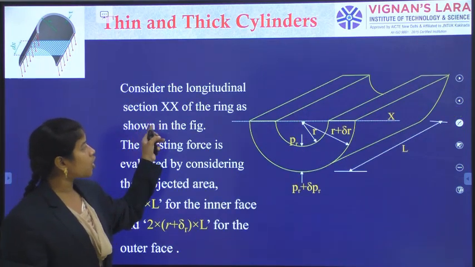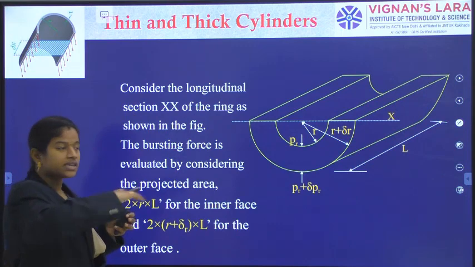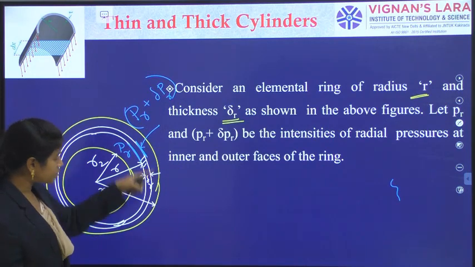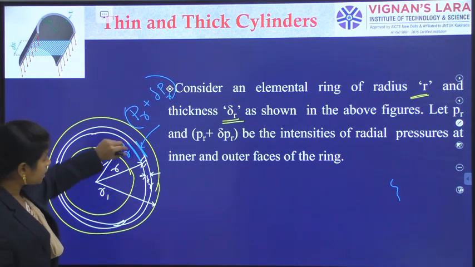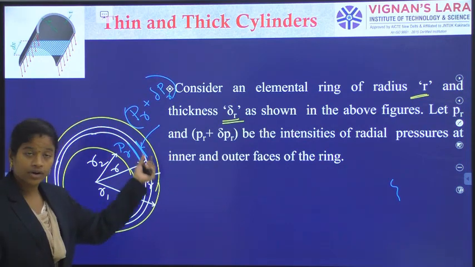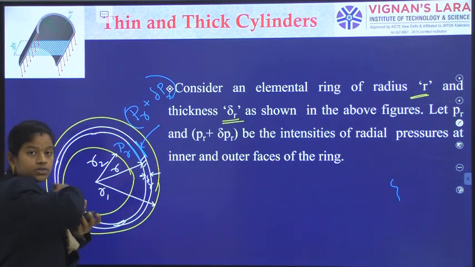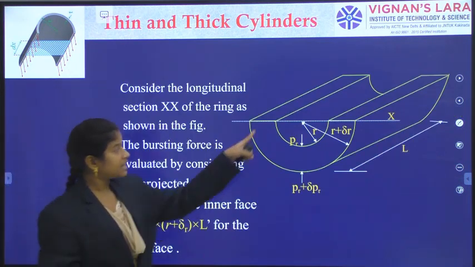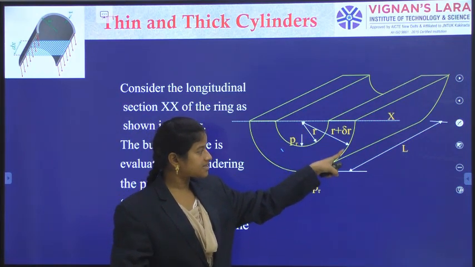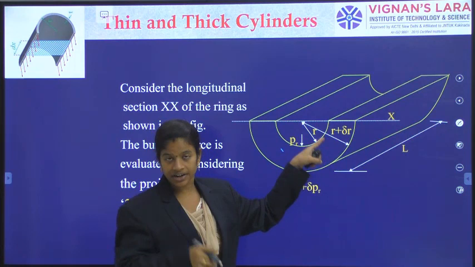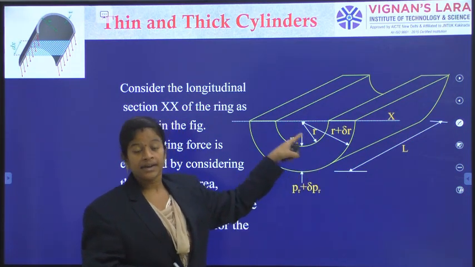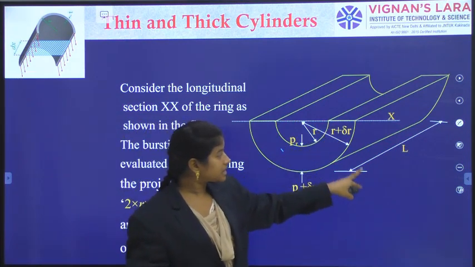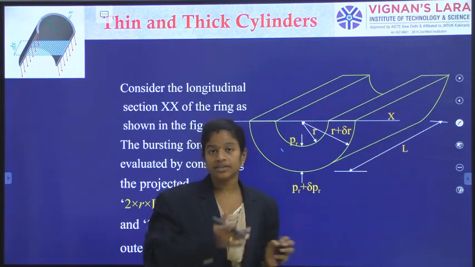Now considering the longitudinal section XX. This is the whole surface area. I am considering the longitudinal section XX of the particular ring only. When you see the cross section, this is the whole body appearing. Now I am taking this ring only and cutting it in this diagram. When you observe the bottom half, it appears like a circle with radius r and external radius r plus delta r, because that is the thickness. Internal fluid pressure is PR and external pressure is PR plus delta PR, and the length of the pipe segment is L.